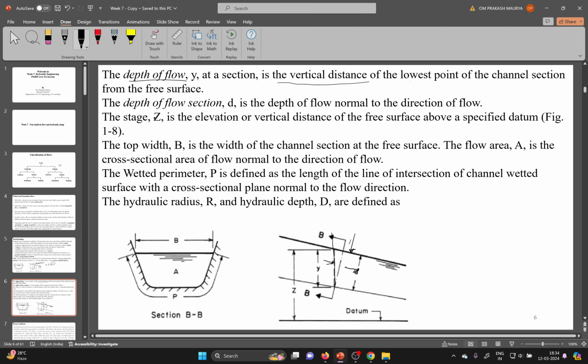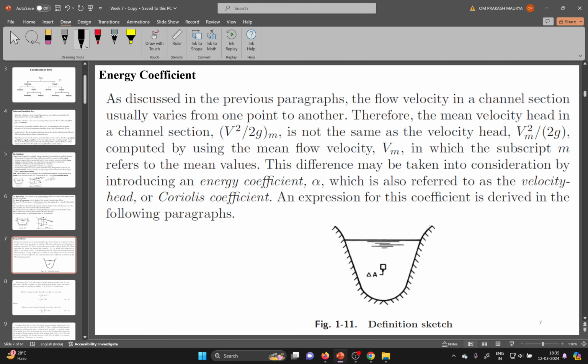And what is stage? The stage is the elevation or vertical distance of the free surface above a specified datum. If this is the datum, it is the distance from here up to your water free surface. And wetted perimeter and width, everything I have discussed earlier.